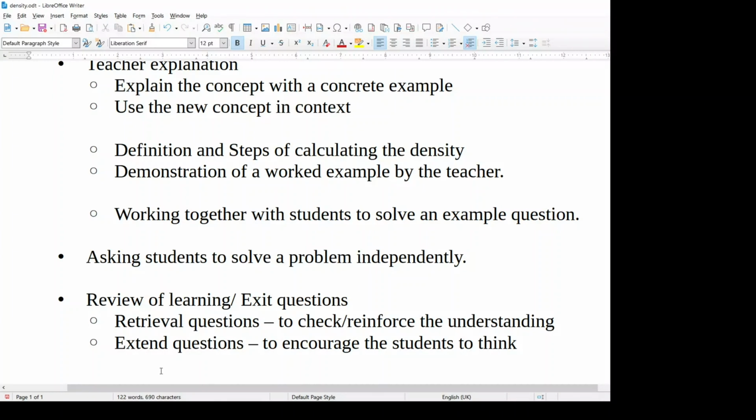Next, we have to ask these questions. Retrieval questions to check their understanding and extend questions to encourage the students to think more. Retrieval questions are simple, but for this, we need some more ideas. So, this is definitely something ChatGPT can help us with.